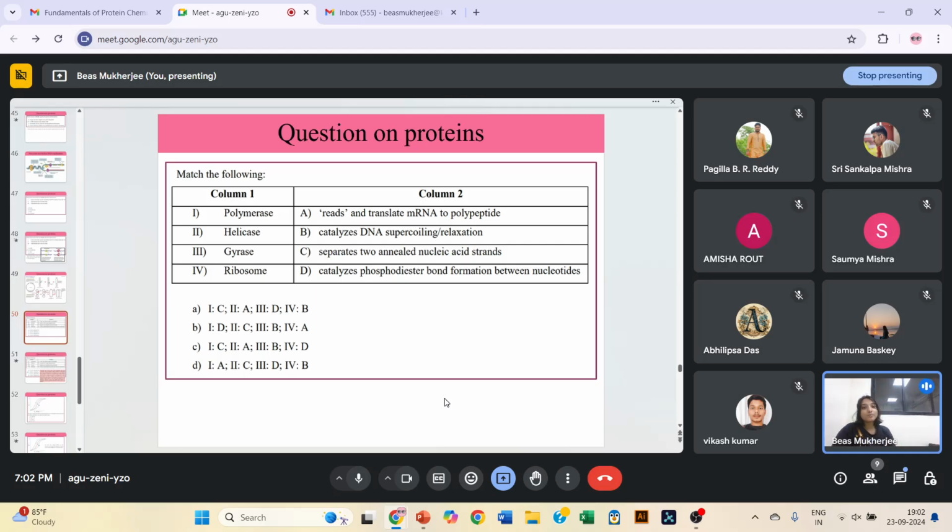Right. So now there is one more match the following question. This is all about DNA polymerase, helicase, gyrase and ribosome. See what is happening. Polymerase. What does polymerase do? What does helicase do? What does gyrase do?